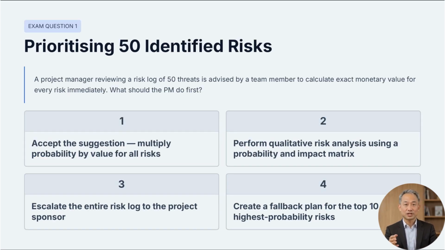Question 1. A project manager is reviewing a risk log containing 50 identified threats and needs to prioritize them for further analysis. A team member suggests calculating the exact monetary value for every risk immediately to save time. What should the project manager do first? A. Accept the suggestion and multiply probability by value for all risks. B. Perform a qualitative risk analysis using a probability and impact matrix. C. Escalate the entire risk log to the project sponsor for prioritization. D. Create a fallback plan for the top 10 highest probability risks.